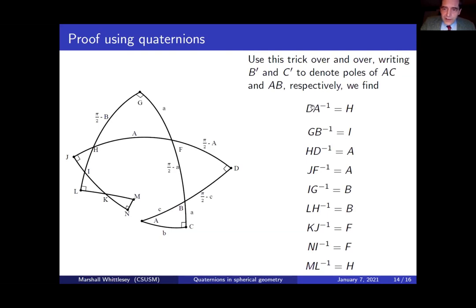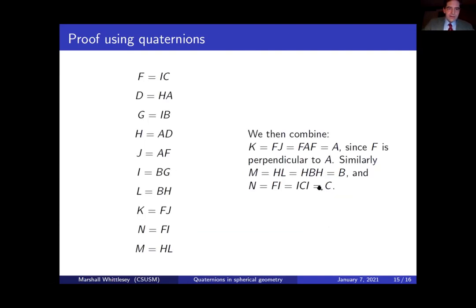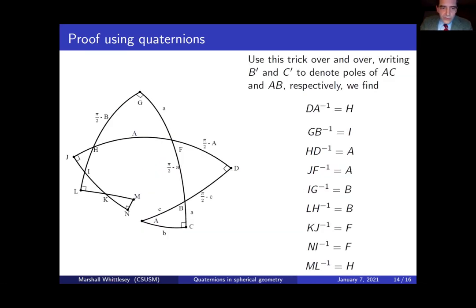All right, multiply by the DA inverse equals H, multiply by A there, B there, D there, and so on, until you get 10 of these equations, which relate the quaternion pointing to each of these points on the sphere. And then getting the theorem is just a matter of doing algebra on all these 10 equations, where our goal will be to show that KMN is actually equal to ABC.